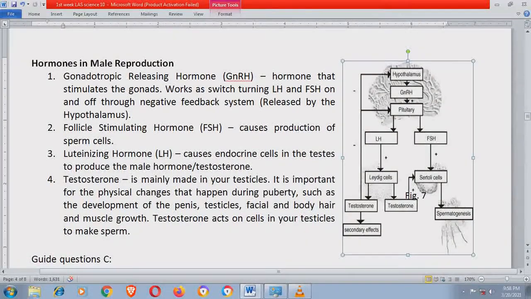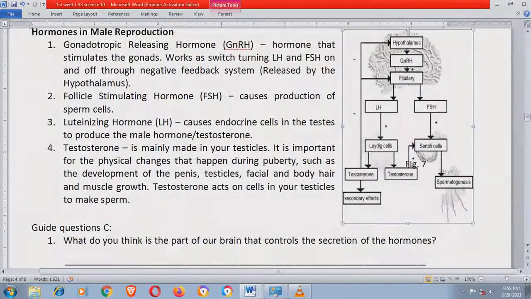And then, that GnRH will be received by the pituitary. Tapos, si pituitary gland naman, magre-release siya ng LH and FSH. So, anong function ng LH and FSH? Follicle stimulating hormone causes production of sperm cell. FSH siya, sperm cell. Luteinizing hormone causes endocrine cells in the testis to produce the male hormone testosterone. So, ang LH ang nagpo-cause ng release ng testosterone.